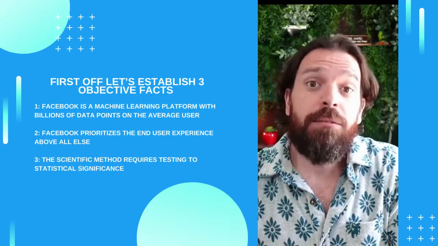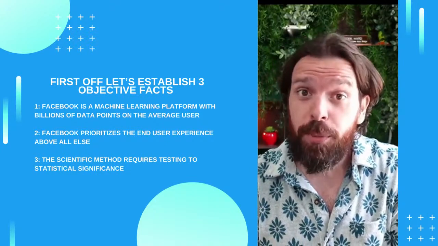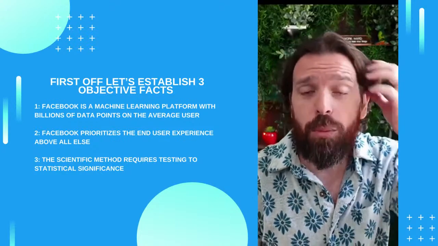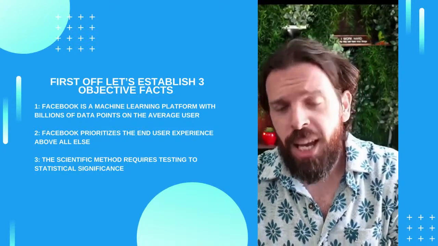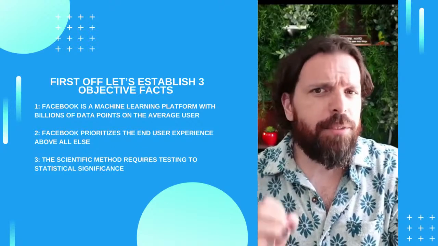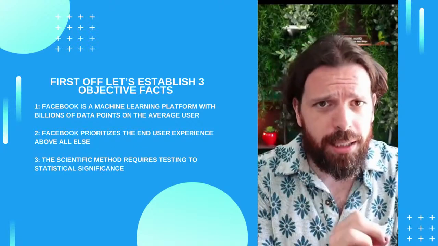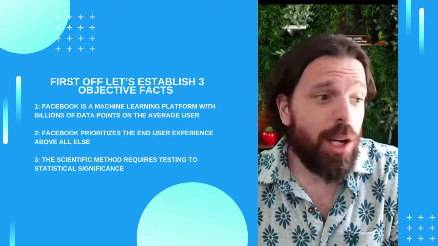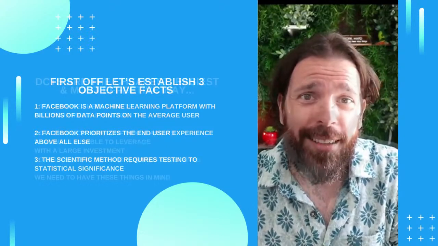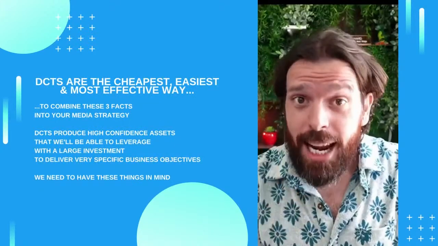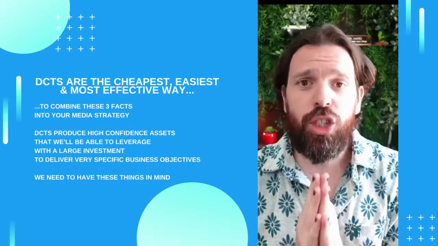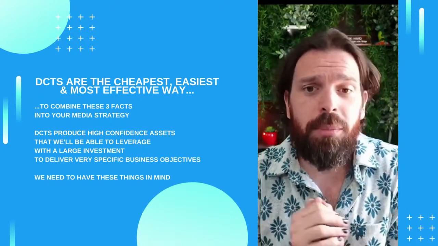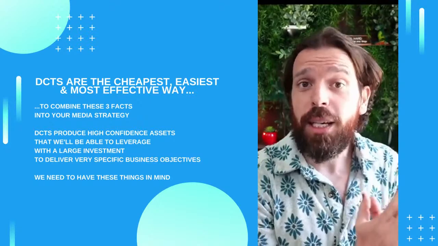Number two, Facebook prioritizes the end user experience above all else. That's their business model. I think we can also maybe agree on that too. And number three, the scientific method requires testing to a statistical significance. If we can accept those three things, we're going to be best friends by the end of this. Now, DCTs, or dynamic creative tests, are the cheapest, easiest, and most effective ways to combine these three facts into your meta strategy.